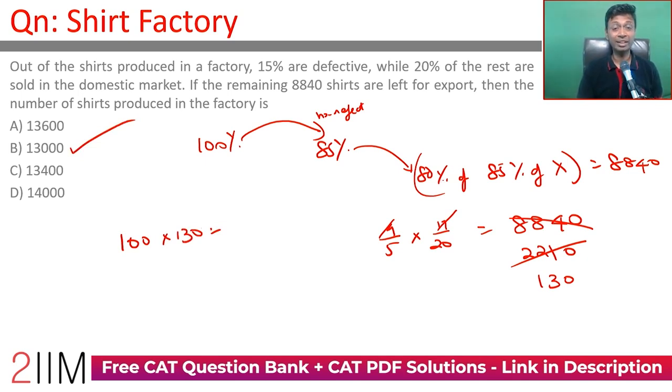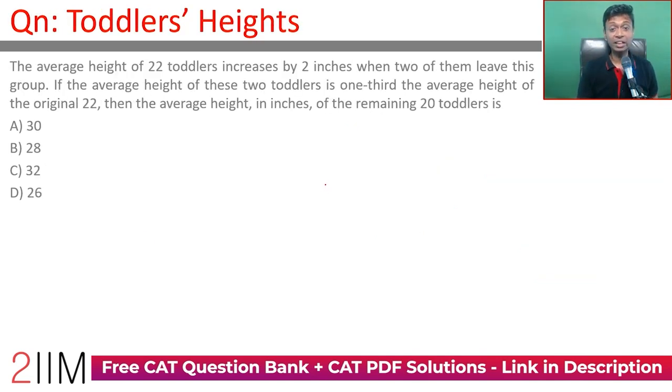Fine. 15% are defective or 85% are normal. 20% of the rest are sold in the domestic market, or 80% of this number are exported. 80% of 85% of X is 8840. Find X. You're through. Very routine question. You should be comprehensively nailing these. The average height of 22 toddlers increases by 2 inches when 2 of them leave this group. When 22 toddlers, let's say average is A. 20 toddlers, average becomes A plus 2.